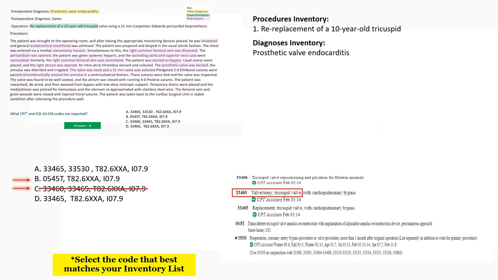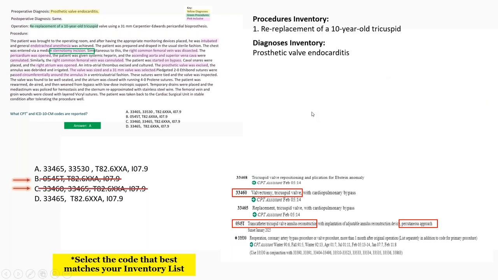Let's look into B. It is 0545D, which is coding for a transcatheter tricuspid valve annulus reconstruction through a percutaneous approach. And this is also not matching the procedure inventory. It is coding for a percutaneous approach surgery, and we had an open surgery in which we had an incision in the sternum. Yes, not matching. Option B is also the wrong one.